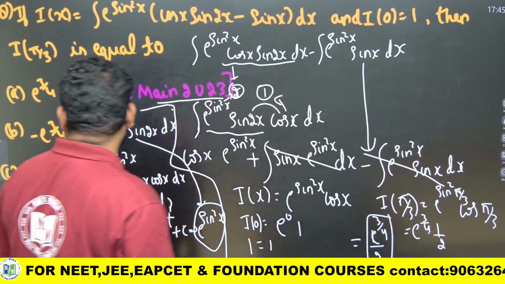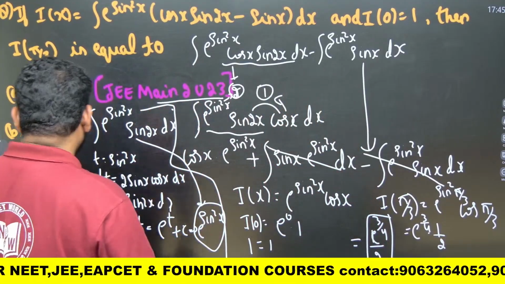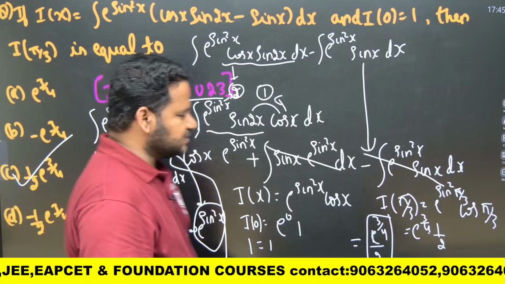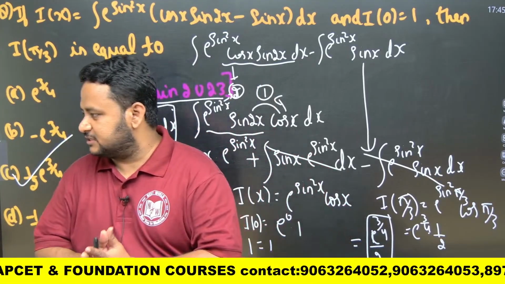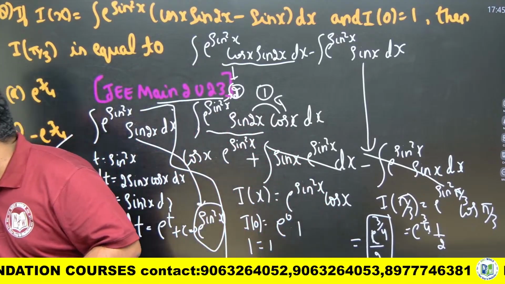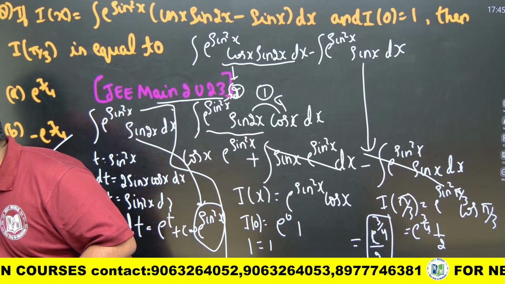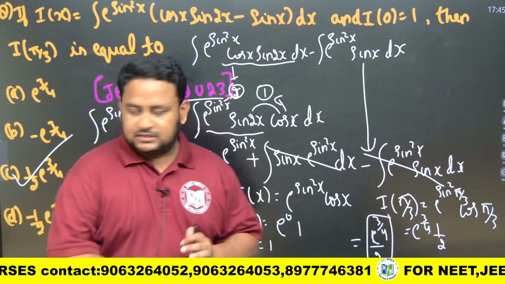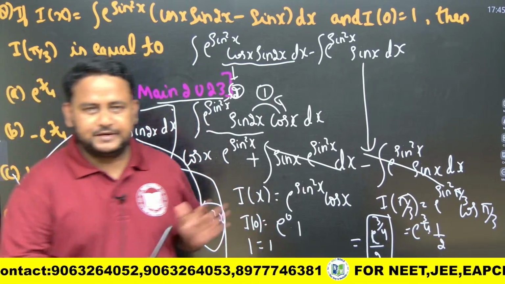So, e power 3 by 4 into 1 by 2, that is nothing but equal to option C. This is the answer to this question. Okay, is it clear? I hope it is clear.